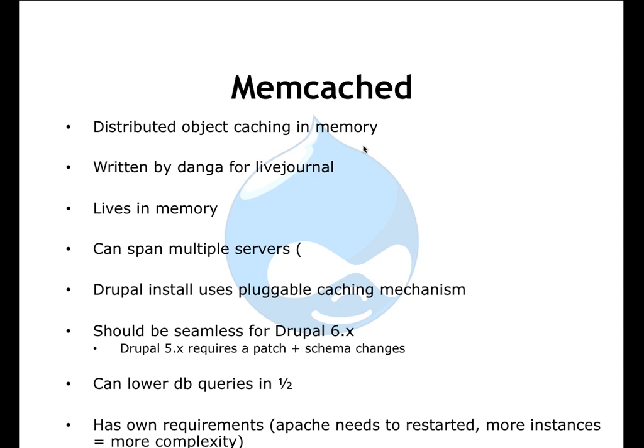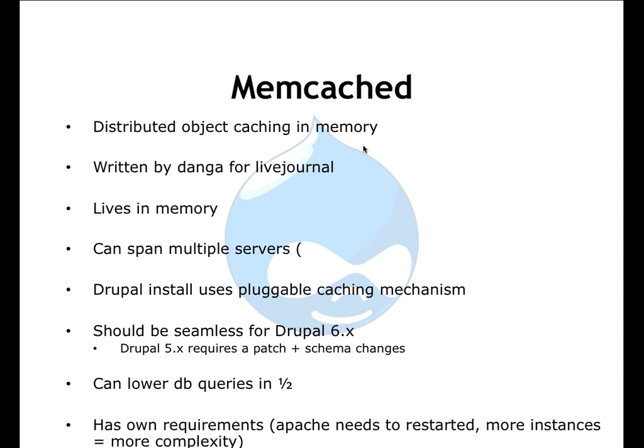If you use memcached, it's basically a way of storing your content in memory across multiple servers. This was written by Danga for LiveJournal when they had a need for it. And as I mentioned, it can span multiple servers. So you could have one really beefy machine that serves all your PHP content, and you could have a whole series of really slow machines that have lots of RAM on them serving all of this cached content. And it's seamless for Drupal 6, though Drupal 5 requires a patch plus some database changes. But it can lower your database queries in half or more.